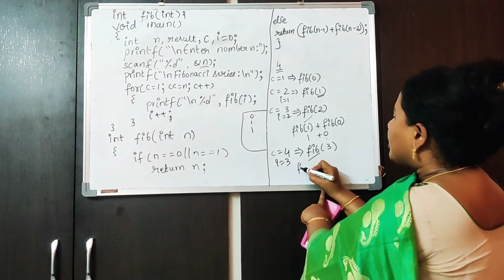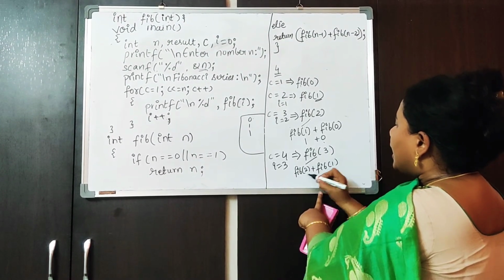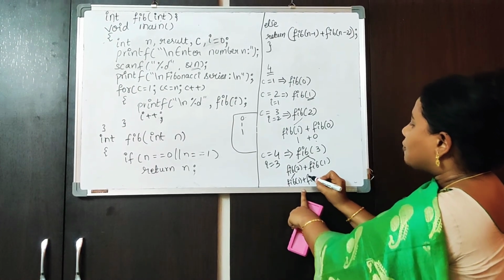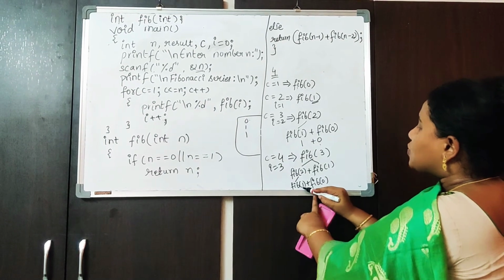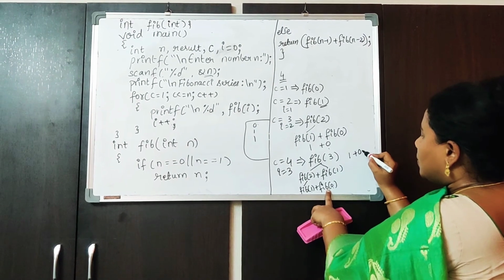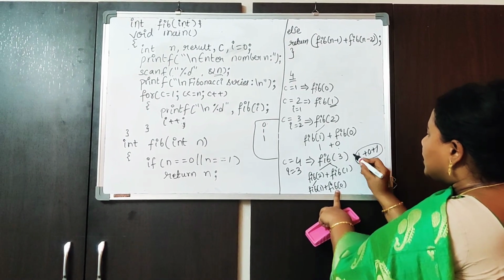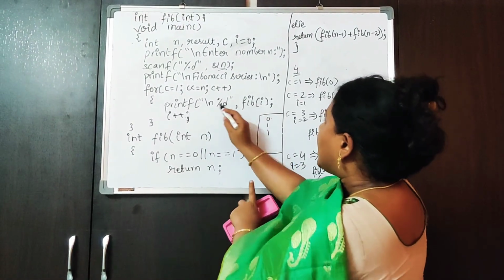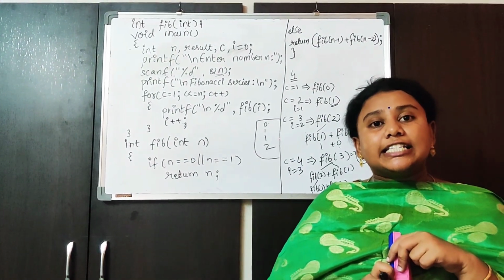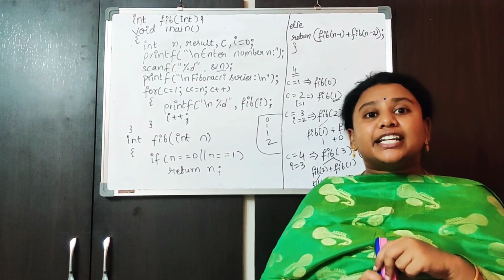Fib of 3 means Fib of 2 plus Fib of 1. Fib of 2 is again called as Fib of 1 plus Fib of 0. Now what happens? What is Fib of 1? 1, plus Fib of 0, 0, plus Fib of 1, which is again 1. What is 1 plus 0 plus 1? 2. The entire value here is 2. Now it will be returned back and will be printed. Now to understand this better, try to calculate at least 8 terms of the Fibonacci series so that we clearly understand what recursion is and how the iterations are being held.